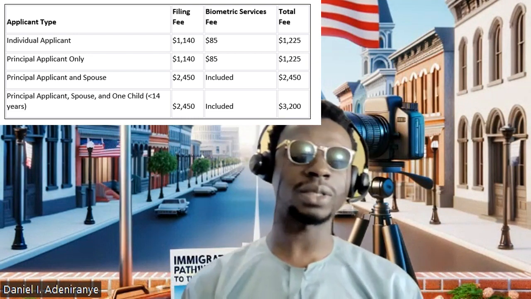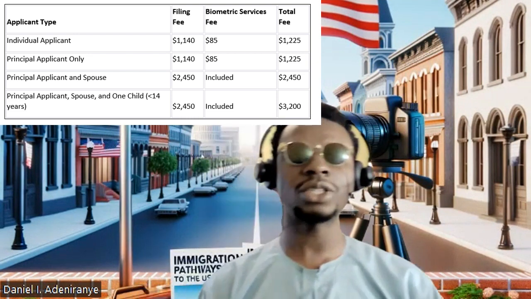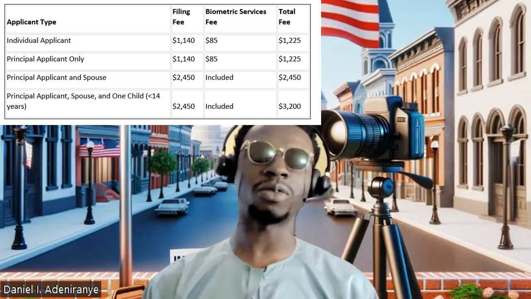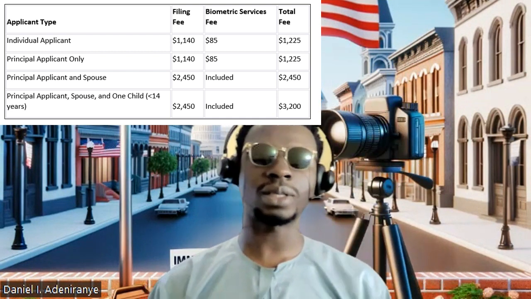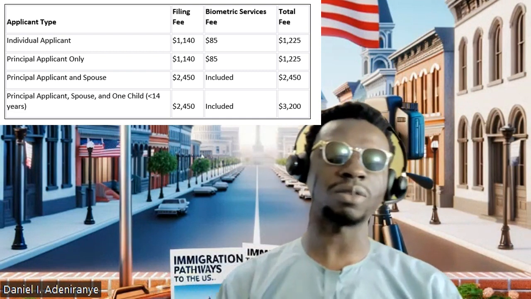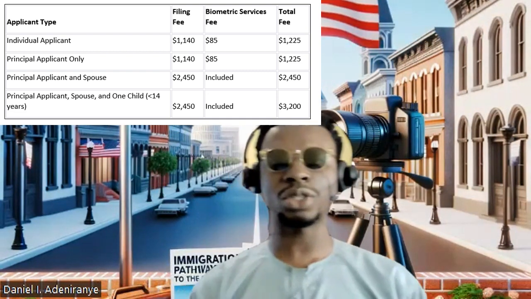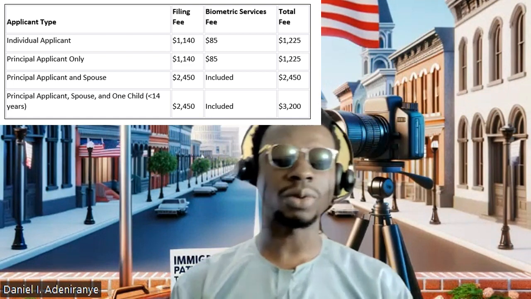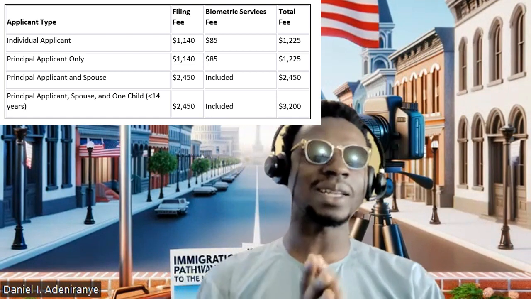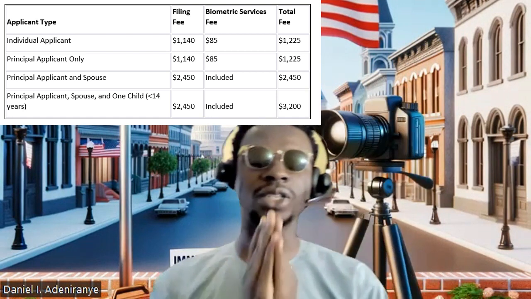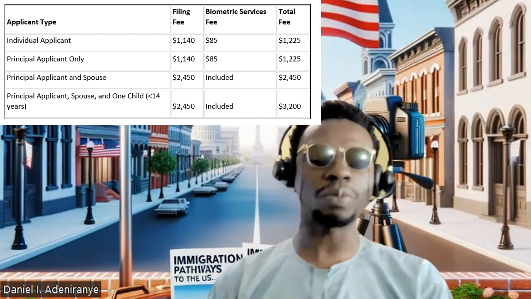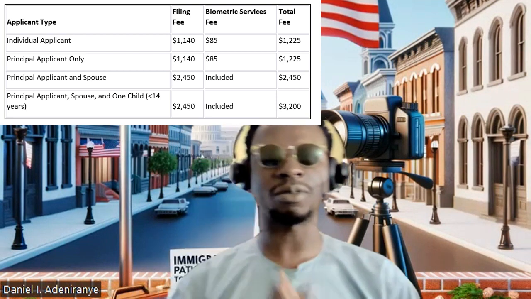$1,140. So what it means is that, recall we said that each applicant must file their Form I-485, and the initial base amount is $1,140. However, for your child that is under 14, and if you're filing at the same time when you, the principal applicant, are submitting your adjustment of status application, you pay less, $750.